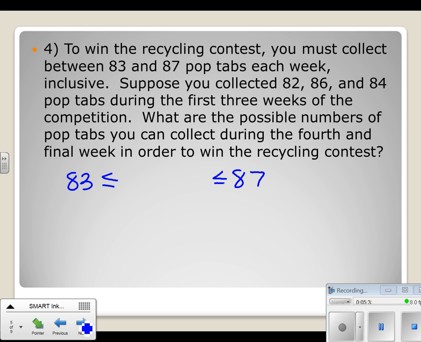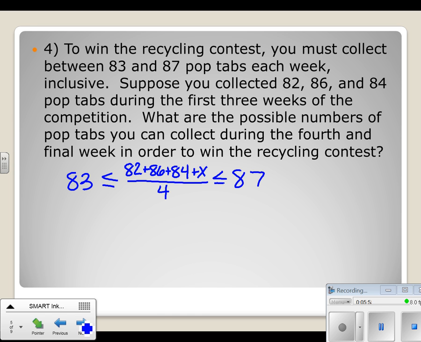So we're going to average out what we have. We know that we have 82 plus 86 the second week, plus 84 the third week, plus x, which is the 4th week. We're dividing that by 4, and so our average is going to be between 83 and 87.